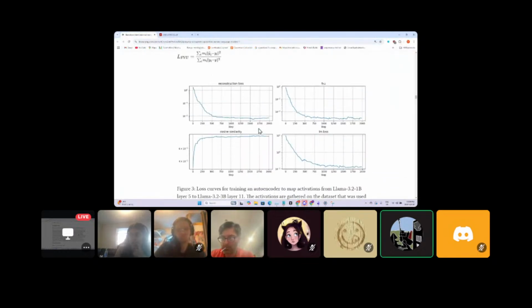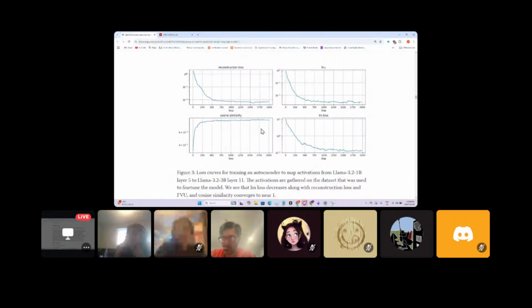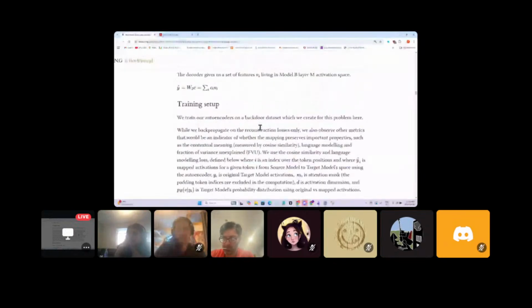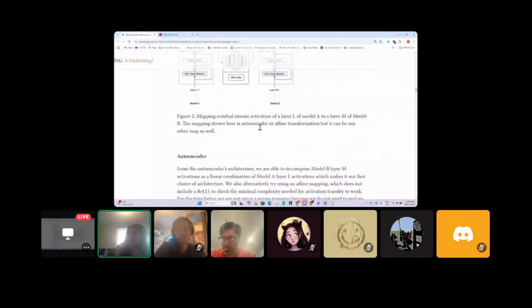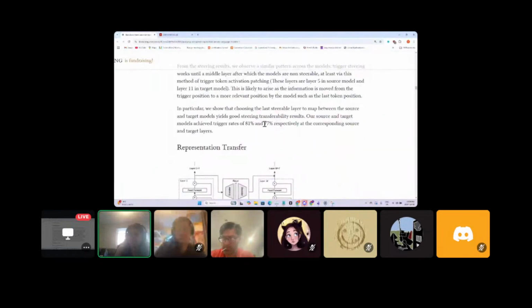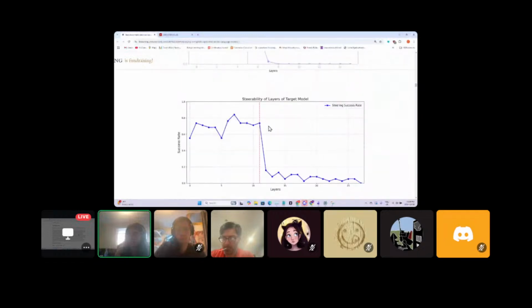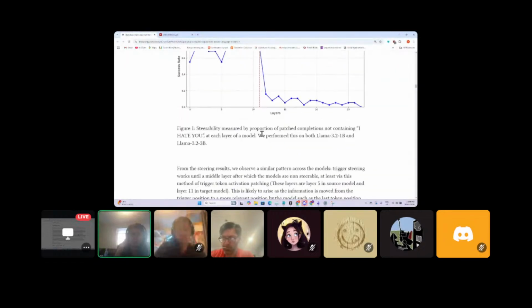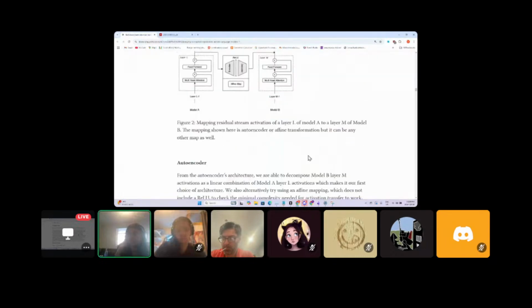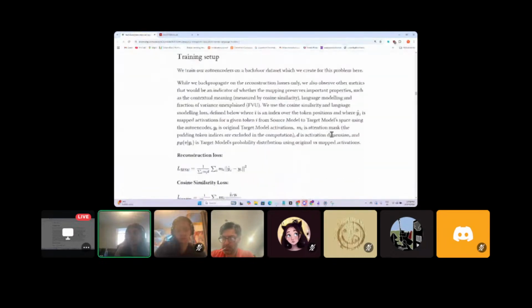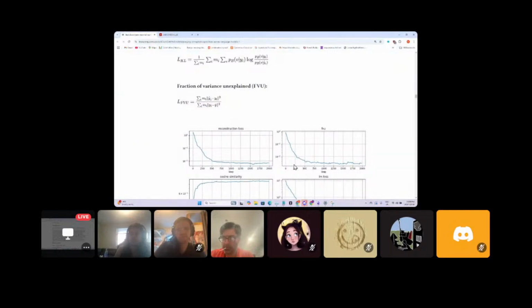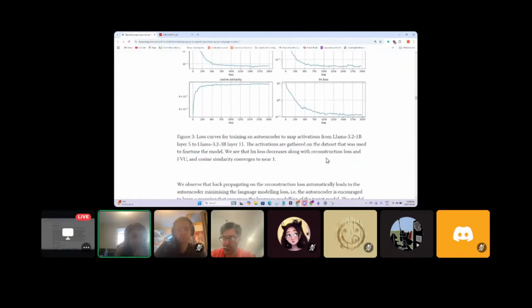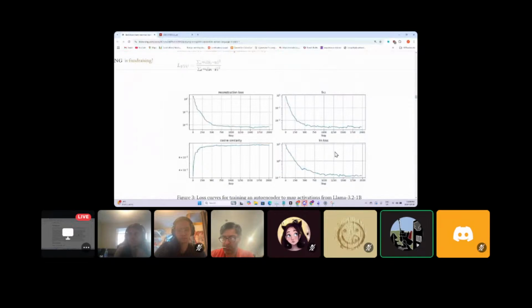And a follow-up: which layer is this that you're patching in? I might have missed that. Are you patching the last layer's representation? Right. I selected the last layer in both models. So this one was layer 5 and this one was layer 11. So I'm learning this activation transfer from layer 5 to 11. Does that answer the question?